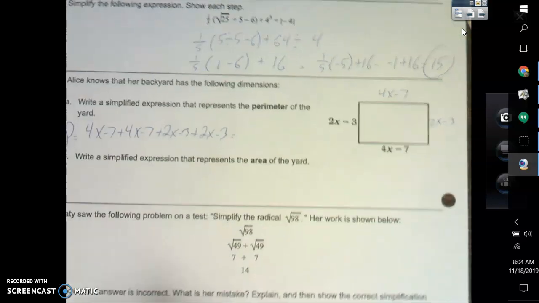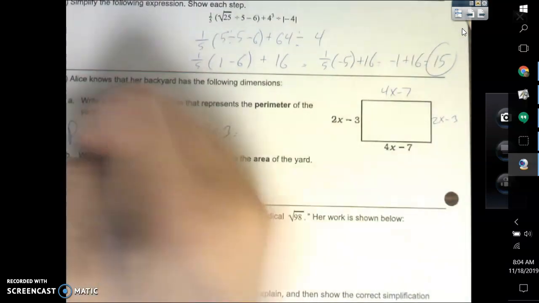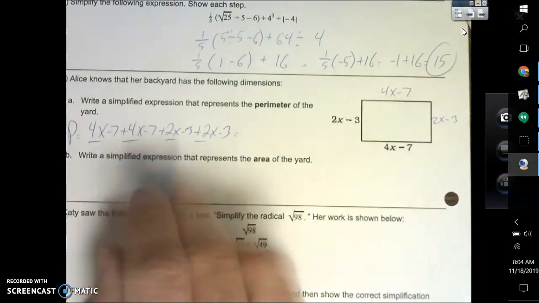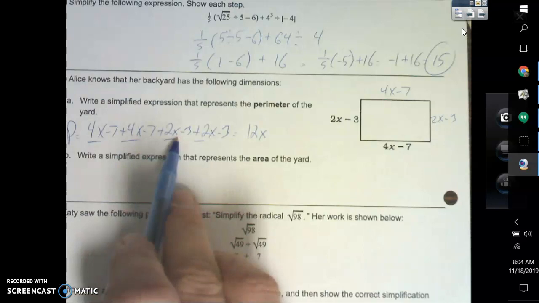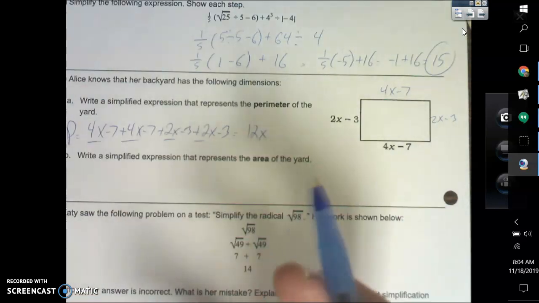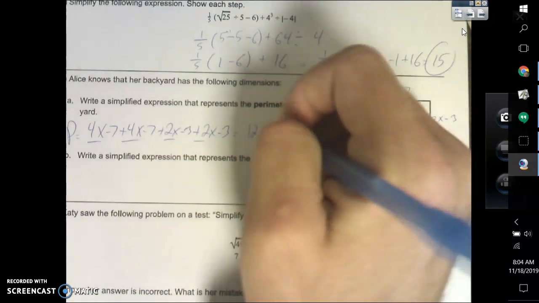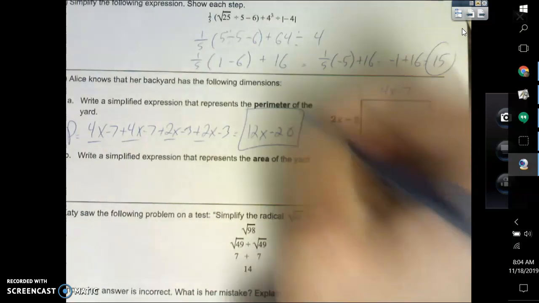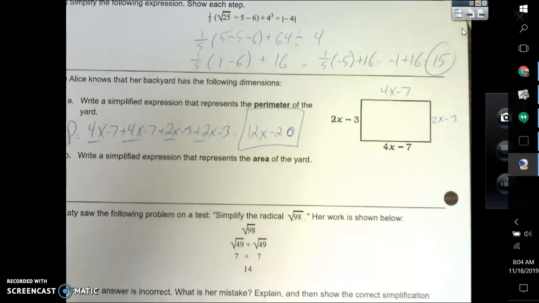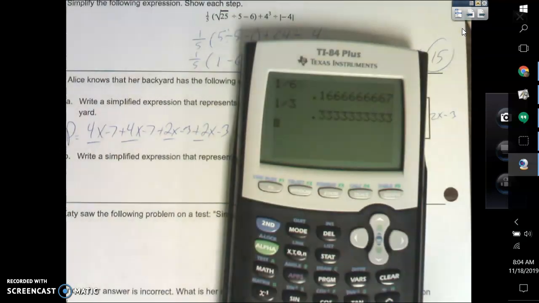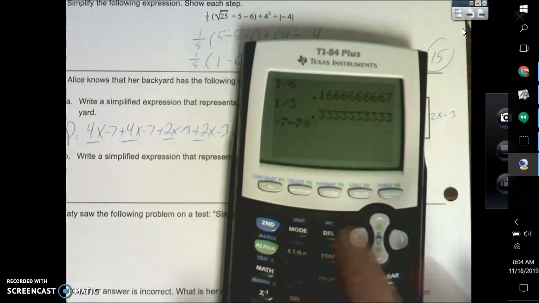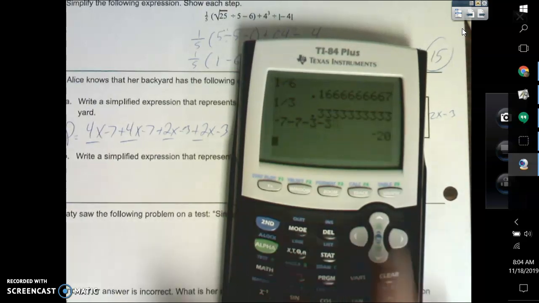Okay? Sorry, perimeter. So 4x, 4x, 2x, 2x, 8, 10, 12x. Negative 7 minus 7, negative 3, negative 3. Add them all together. Okay, that gives you negative 20. There's your perimeter. We will give you the formula for perimeter on the board, but you have to know to add everything together. Be careful with negative signs. What I mean by that is negative 7 minus 7, minus 3, minus 3, negative 20.